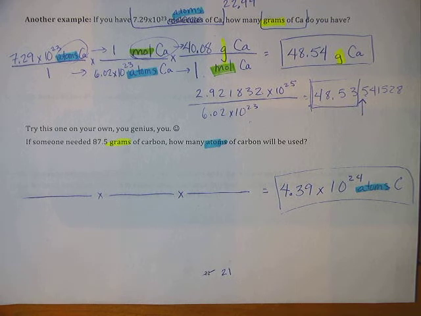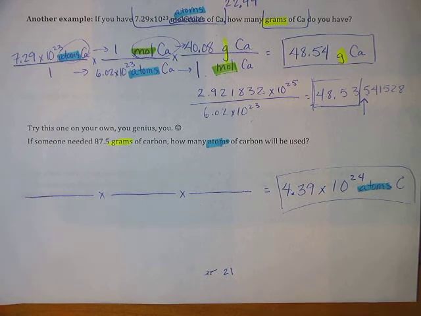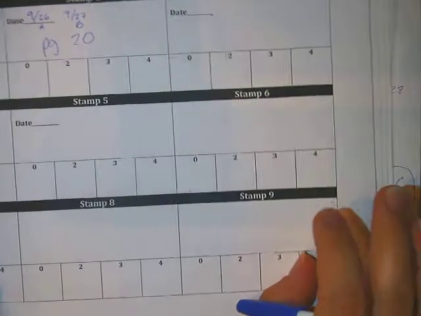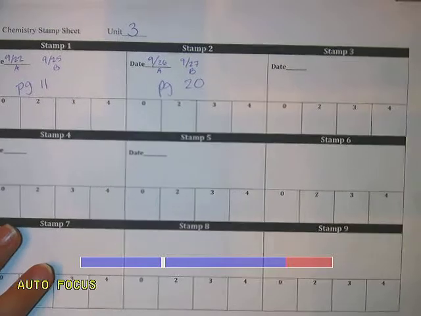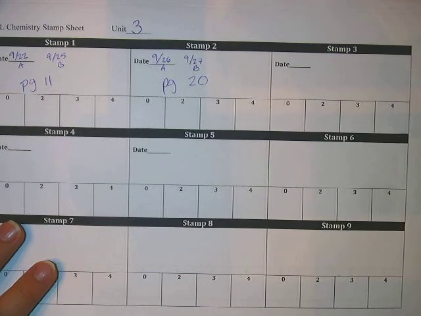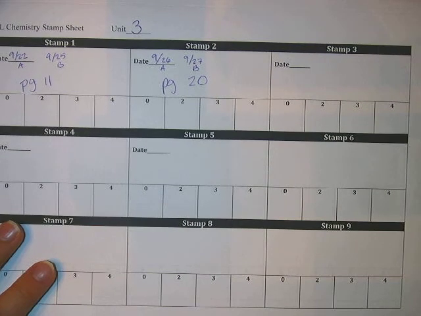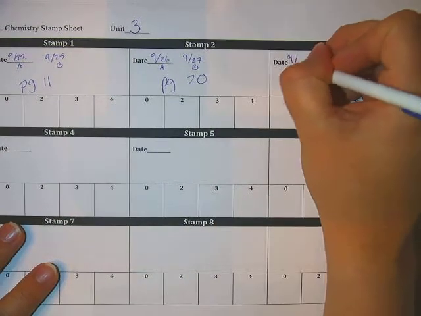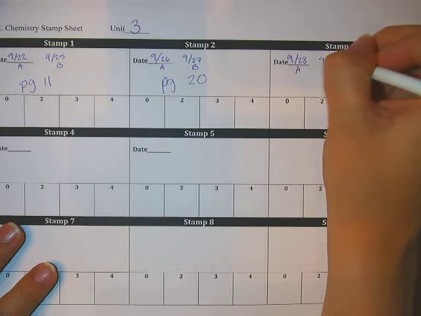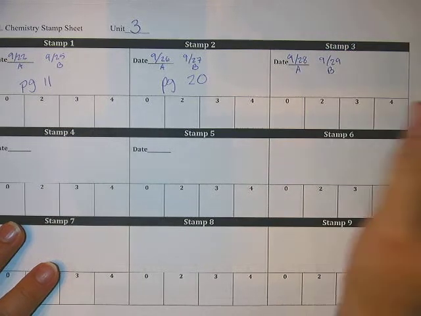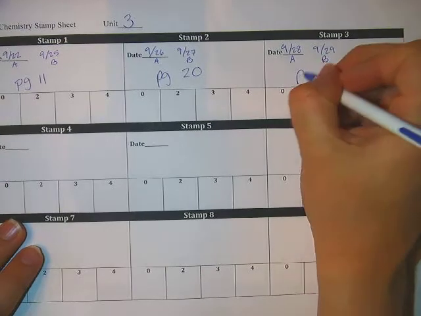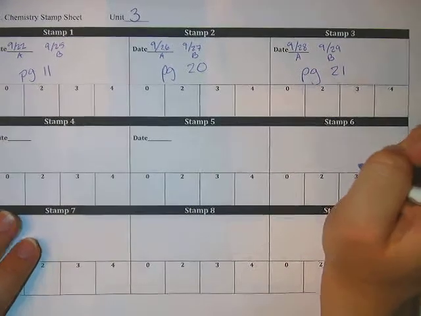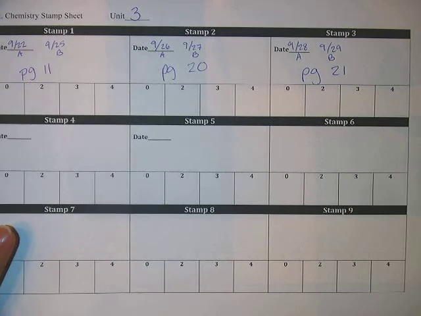And real quick, let's go to your stamp page. I believe at this point we are now on, let's see, probably the 28th and 29th, depending on if it's an A day or a B day. And you're going to get a stamp for page 21. And Miss Woodlock will tell you otherwise if she wants to change that.